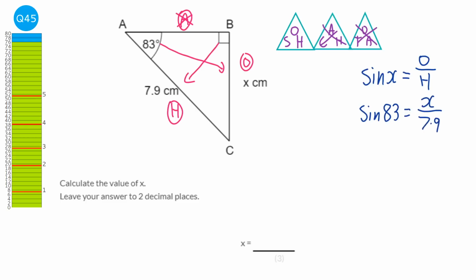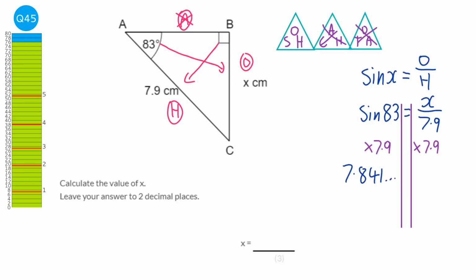Then we can put our solving lines in, and all we need to do here is times both sides by 7.9. And be careful when you do sine 83 times 7.9. Most calculators open a set of brackets when you type in sine, cos or tan, so make sure you close them after you type in times 7.9. And when you do that, you get 7.841 and so on equals x, and so rounding that to 2 decimal places is 7.84.